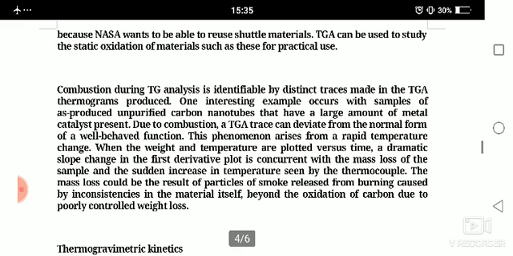Combustion during thermogravimetric analysis is identifiable by distinct traces in the TGA thermograms produced. One interesting example occurs with samples of as-produced, unpurified carbon nanotubes that have a large amount of metal catalyst present. Due to combustion, a TGA trace can deviate from the normal form of a well-behaved function. This phenomenon arises from the rapid temperature change. When the weight and temperature are plotted versus time, a dramatic slope change in the first derivative plot is concurrent with the mass loss of the sample and the sudden increase in temperature seen by the thermocouple.